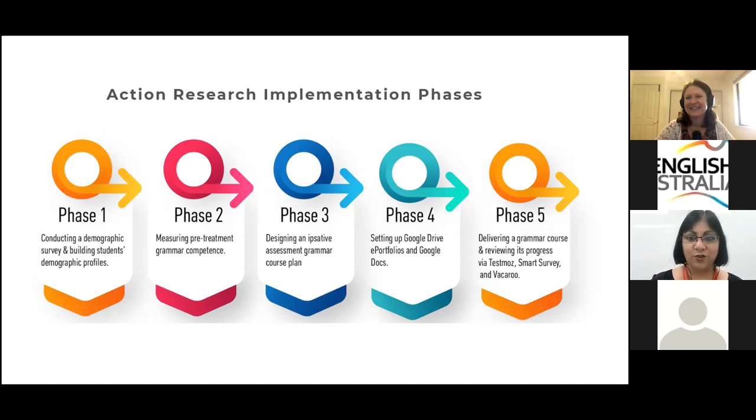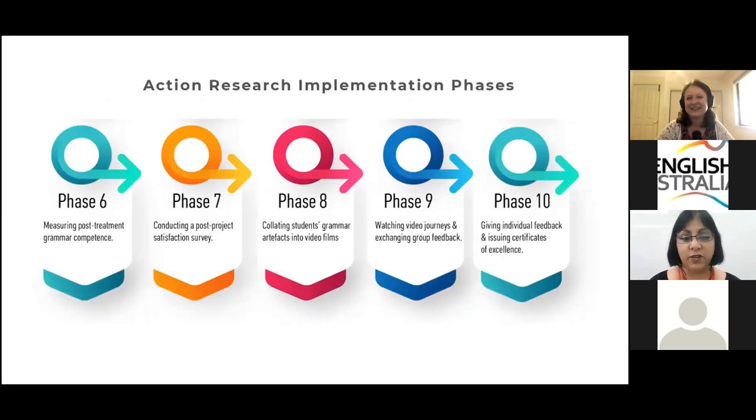There are a lot of phases here. I won't have time to explain all of them, but really it's not any different from what we already do as a teacher. As a teacher researcher, we are also collating and using our surveys in the classroom. It could just be the same as our classwork, so it sort of worked together.